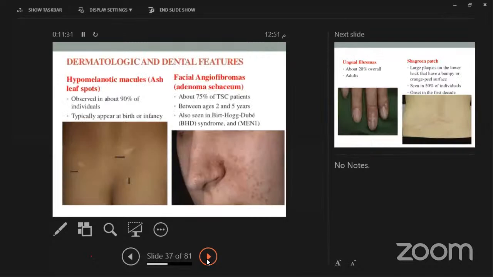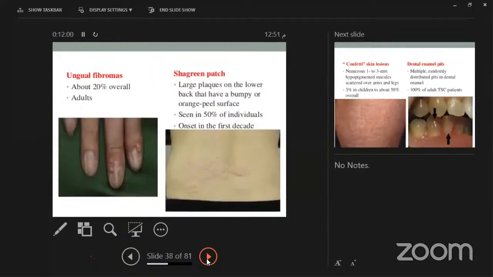This is a hypomelanotic macule, also called ash-leaf spots, observed in about 90% of patients. Typically it appears at birth or infancy. Another major feature of tuberous sclerosis is facial angiofibroma, in about 75% of patients, arising between 2 and 5 years. Ungual fibromas occur in about 20% overall, in adults. Shagreen patch is a large plaque on the lower back with a bumpy, orange-peel surface, seen in about 50% of individuals with tuberous sclerosis.